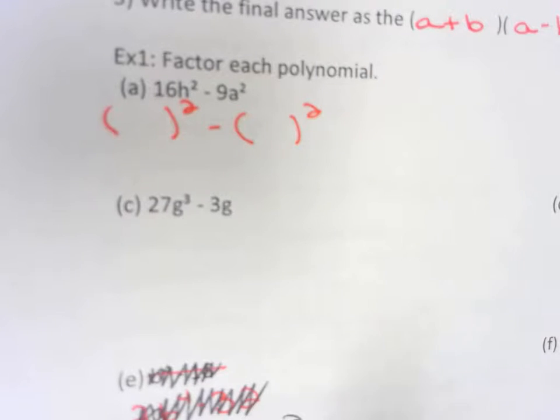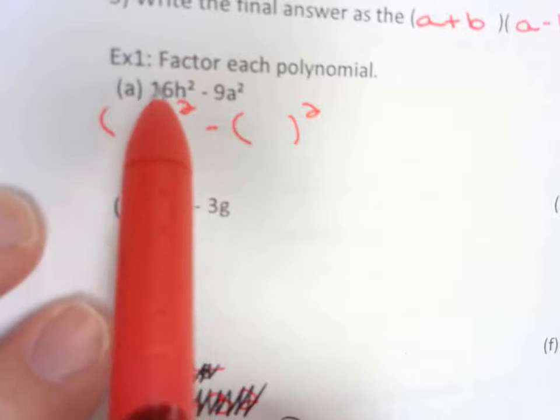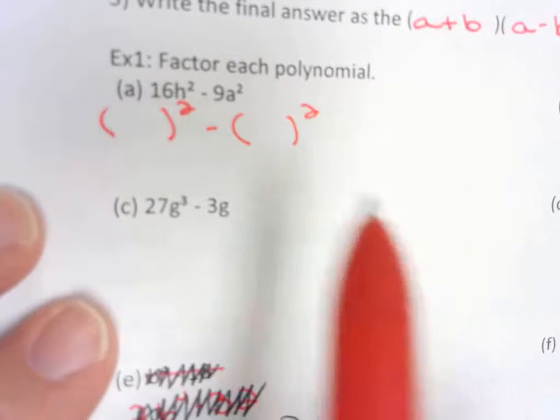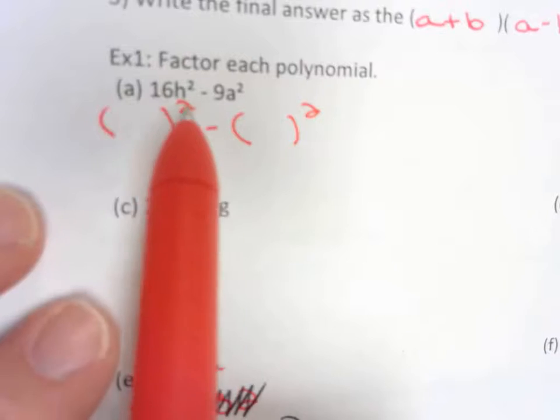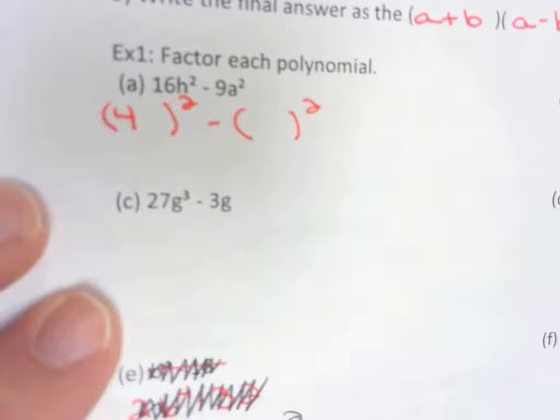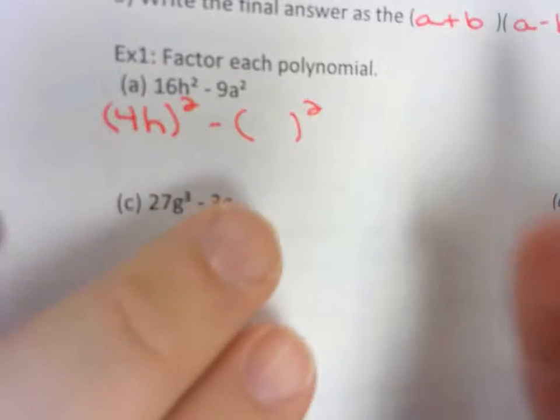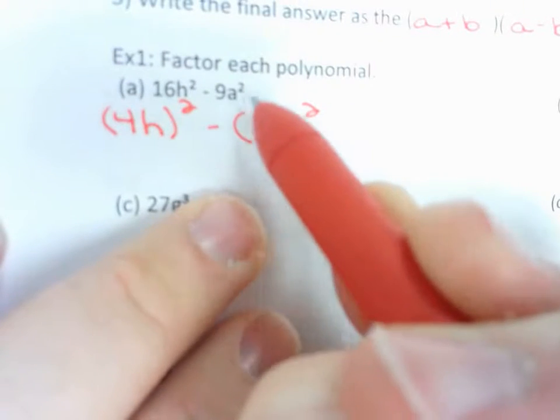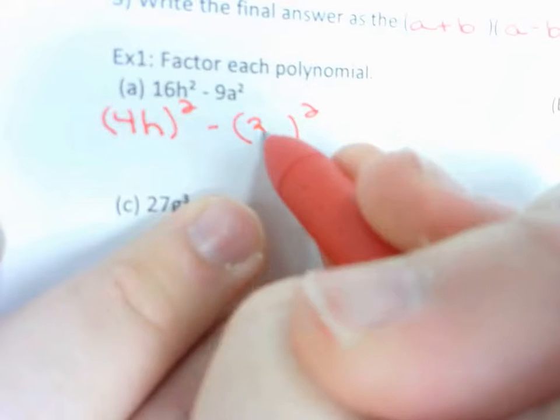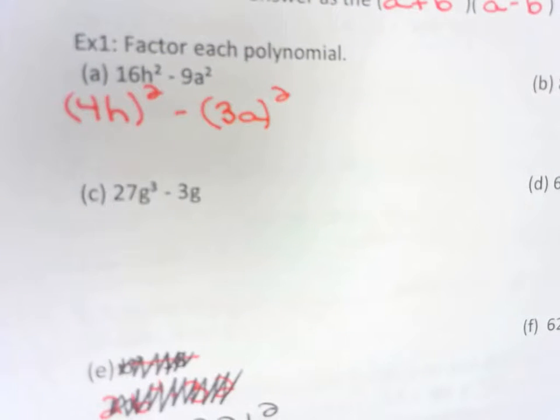So let's go ahead and look at each term. What squared gives me 16h squared? So first of all, let's look at 16. What squared gives me 16? 4. What squared gives me h squared? h. So that's what you're going to go through. You're going to go through each term and try to write it as something squared. What squared gives me each term? Next one. What squared gives me 9a squared? 3a. So that's it. You're going to go through each term and figure out what squared gives you each term.